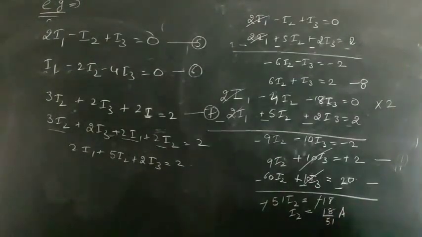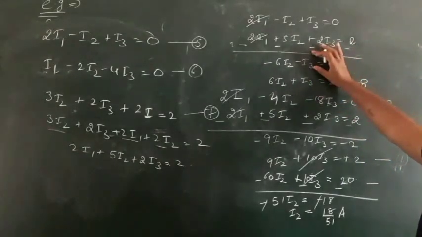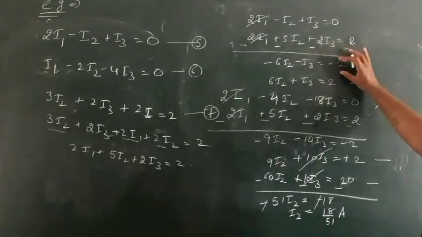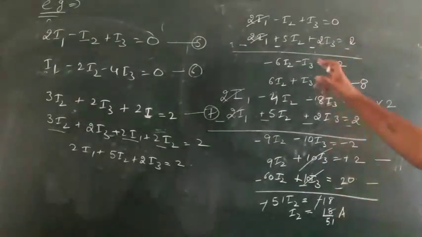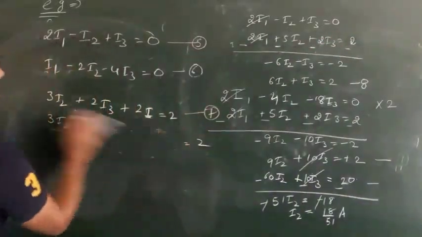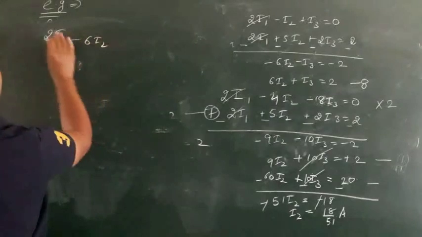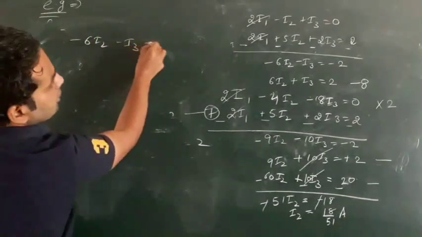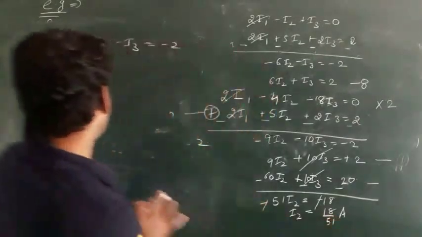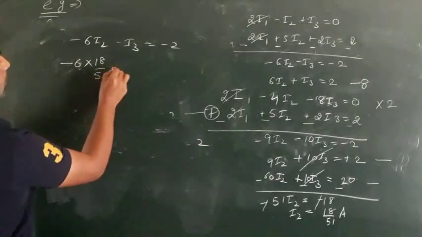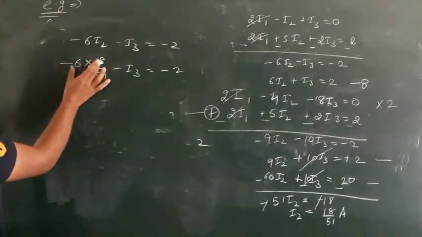So we have calculated I2. Now put the I2 value in one of the equations. You can put it in this equation, or maybe you will put it in that equation. So we put the value of I2 in this equation. Now minus 6I2 minus I3 is equal to minus 2. Minus 6 into the value of I2, which is 18 upon 51. So here comes out to be minus 6 times 18 upon 51 minus I3 is equal to minus 2. Now we will multiply this.